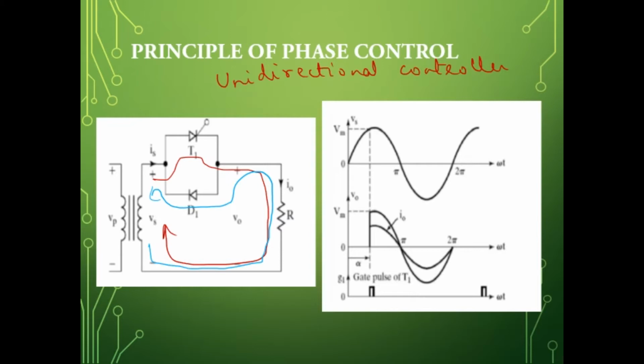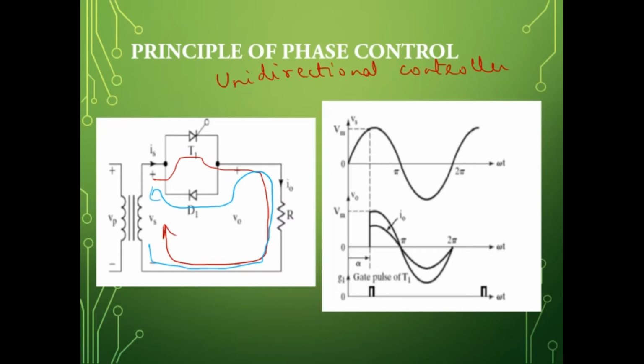In the case of phase control technique, you need to connect the power semiconductor device to the load for every cycle of the input. It is not only for a few cycles as you have seen in the on-off control, but here you have to connect the semiconductor device to the load for every cycle of the input voltage.